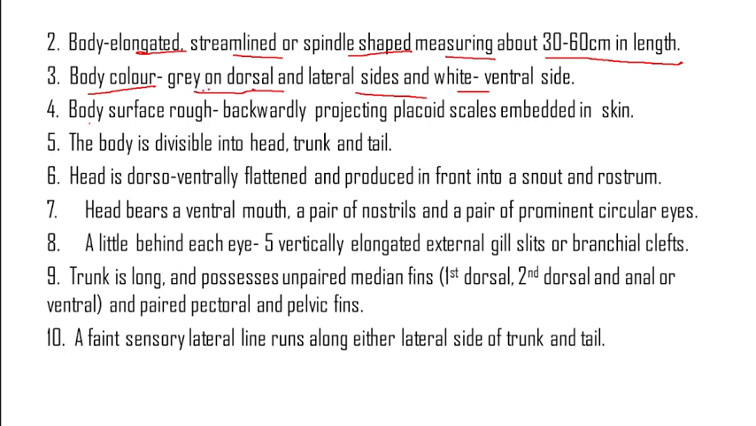Gray on dorsal and lateral side, and the ventral side is white. Body surface is rough, with backwardly projecting placoid scales embedded in the skin. This is important: placoid scales are present. The body is divisible into head, trunk and tail.